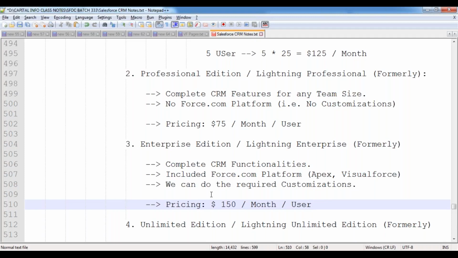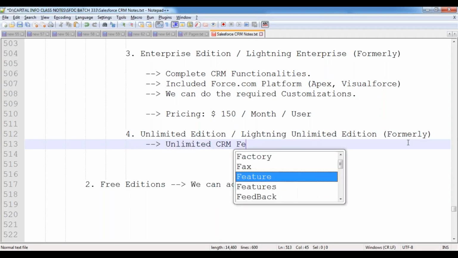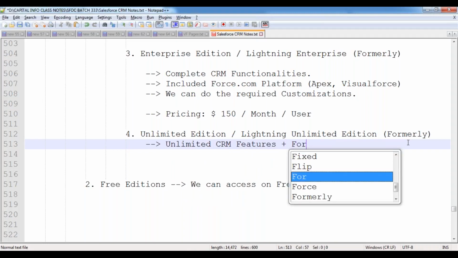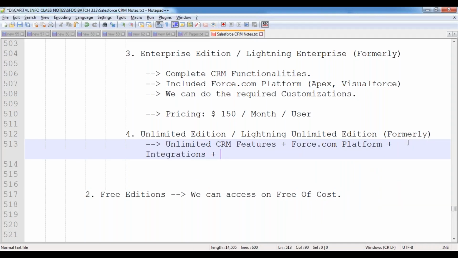Now, the next one, Unlimited Edition. Here, Salesforce is providing unlimited CRM functionalities, unlimited CRM features, and they're providing the Force.com platform, integration facilities, and AppExchange facilities. And then you will have unlimited support 24/7 from Salesforce. Whenever you face any issue, you can contact Salesforce support 24/7. That facility is available over here.